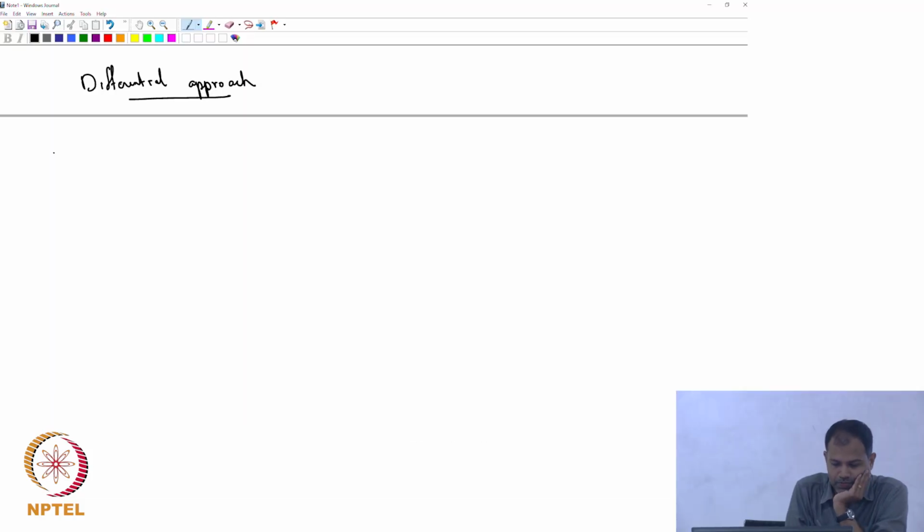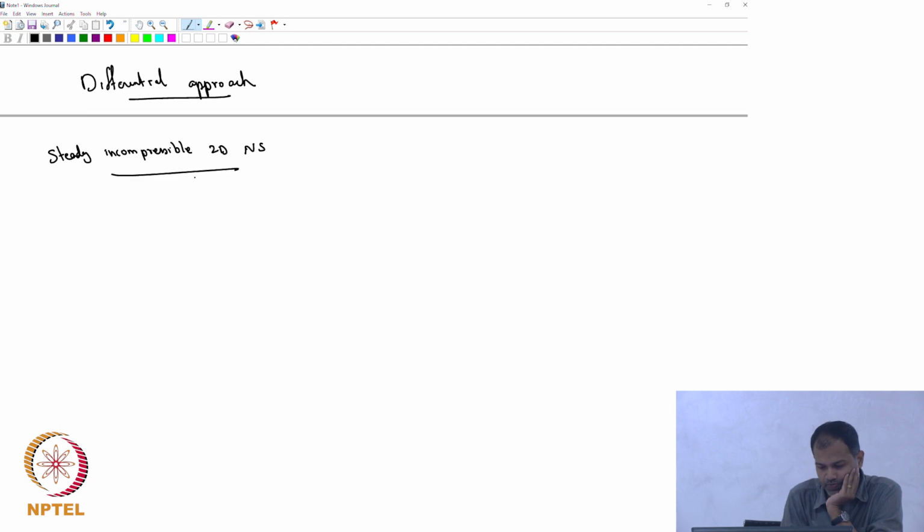We'll start by writing down the steady, incompressible 2D Navier-Stokes equations. Okay. So the x momentum equation. I'll throw away the unsteady term.